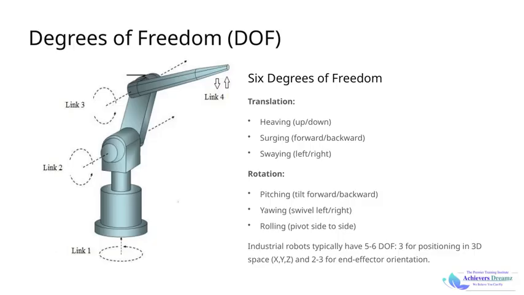These movements allow the robot to position itself precisely in 3D space. On the rotation side, we have pitching, which tilts the end effector forward or backward, yawing, which swivels it left or right, and rolling, which pivots it side to side. Together, these rotational movements give the robot full control over its orientation. Most industrial robots are designed with 5 or 6 degrees of freedom. 3 are dedicated to positioning the robot in 3-dimensional space, X, Y, and Z axes. The remaining 2 or 3 control the orientation of the end effector, giving the robot the flexibility it needs to perform complex tasks.